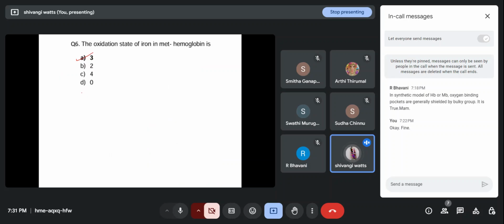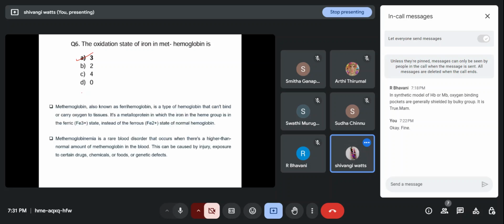Okay. So the next question I told you, the oxidation state of iron in methemoglobin is plus 3. So you can see methemoglobin, which is also known as ferri hemoglobin. Ferri means iron in plus 3 oxidation state. It is a type of hemoglobin that can't bind or carry oxygen to the tissues.